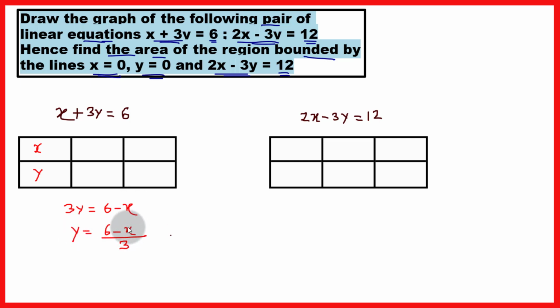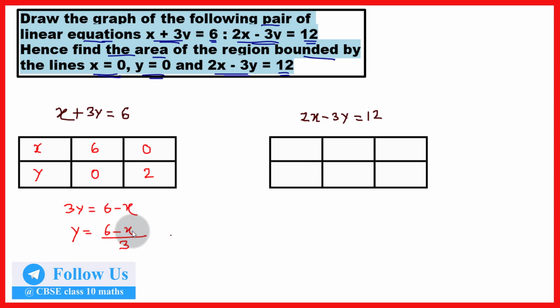Suppose I have taken the value of x as 6, then it will be 6 minus 6, that will be 0, and 0 upon 3 is 0. So when the x coordinate is 6, the y coordinate will be 0. Now for the second coordinate I take x as 0, then it will be (6 minus 0) upon 3. So 6 minus 0 will be 6, and 6 upon 3, that is 2, since 3 twos are 6. So the y coordinate will be 2. These things you can do orally, and if it is a little bit difficult, then you can solve the equation to get the value of y.